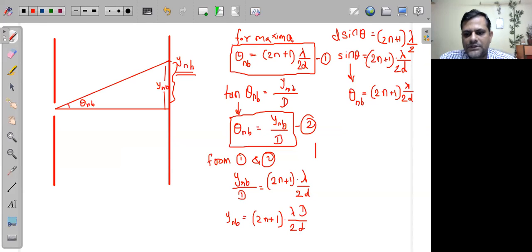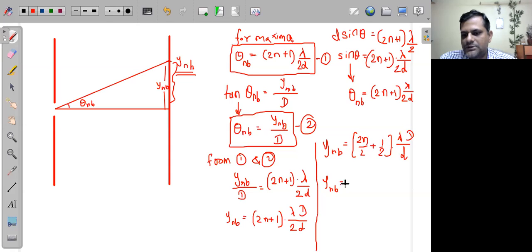And now if we simplify this still further, then we can get that YNB is going to be equal to, तो यहाँ पे ये जो 2 है इस 2 को ब्रैकेट के अंदर भेज दो, इससे वो बन जाएगा 2n by 2 plus 1 by 2 again, and that is multiplied with lambda into capital D upon small d, so that we can get that YNB to be simply equal to, this 2 will get cancelled, and what we will be left with is simply n plus half in the bracket, and outside the bracket lambda into capital D upon small d.